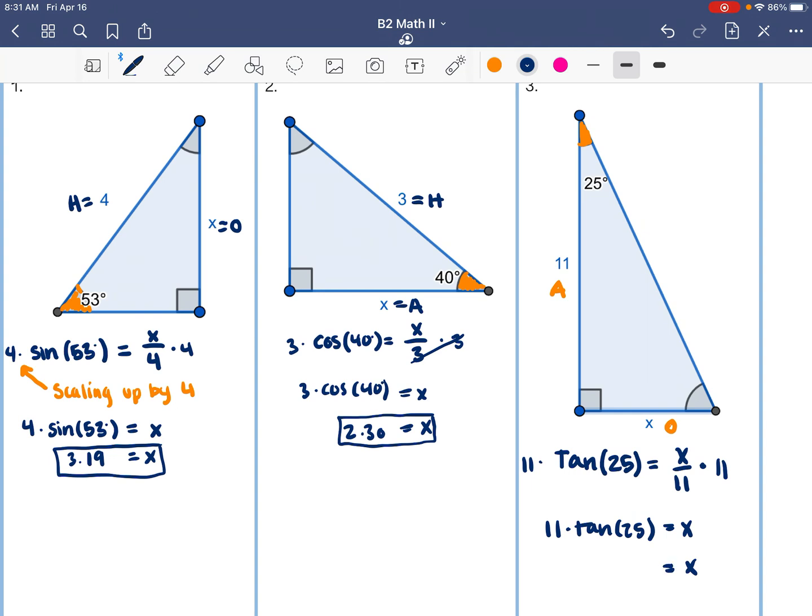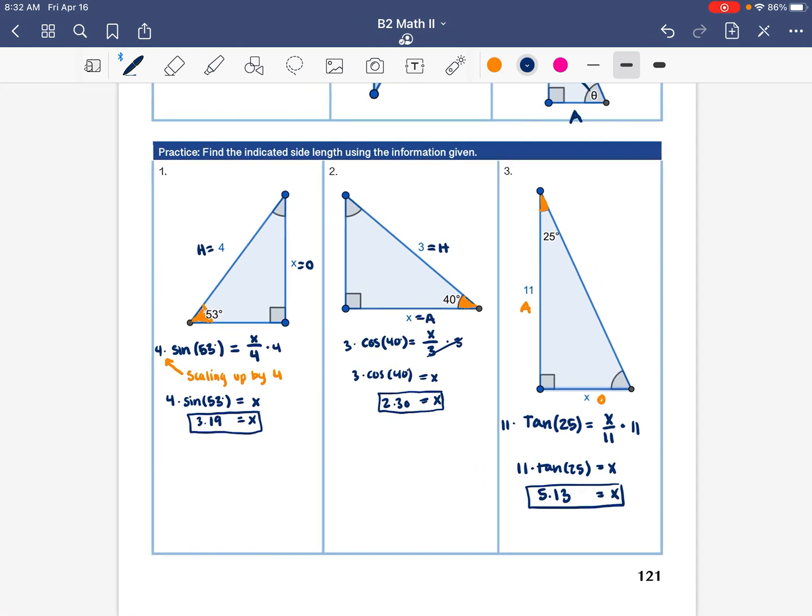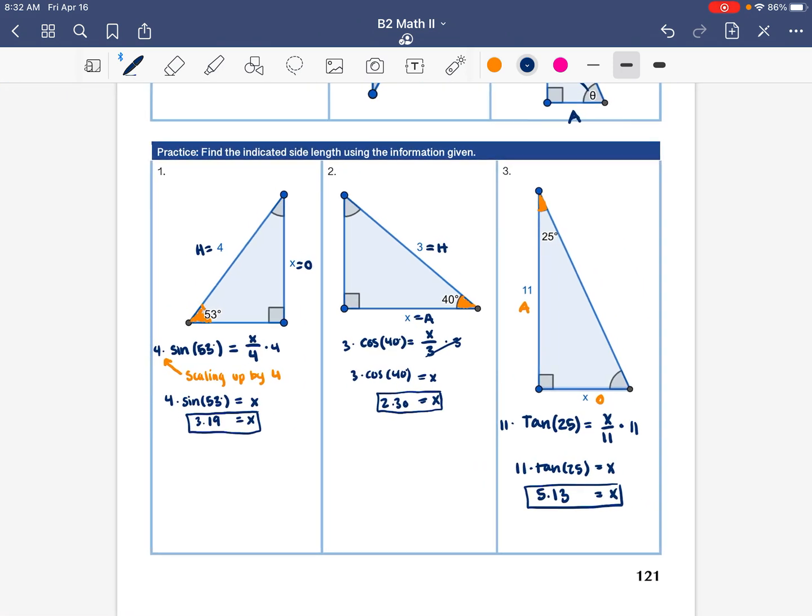And then x is, if we plug that in, 11 times tangent of 25, 5.13. And 5.13 is how long that missing side length is. So that is how you use trig functions to find missing side lengths in triangles.